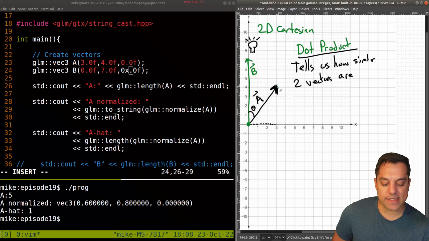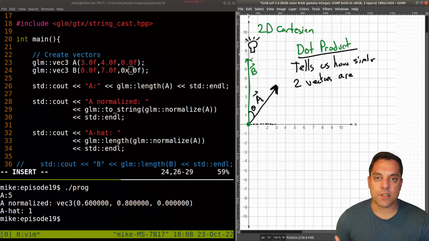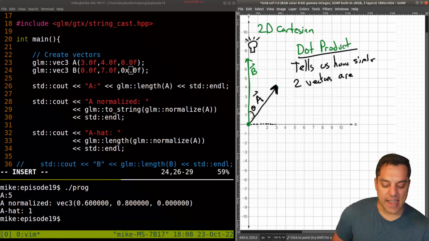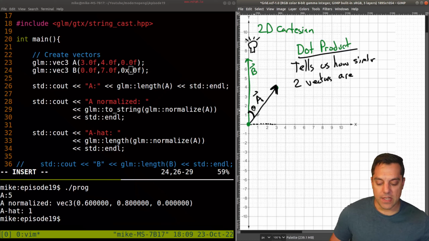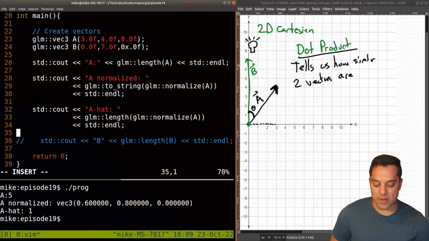And if we know how similar they are, that is the direction that they're traveling and their magnitudes, then we can figure out this angle between them. Or actually this really just depends on the direction to get this angle here. So anyways, let me go ahead and show you how we compute this here.